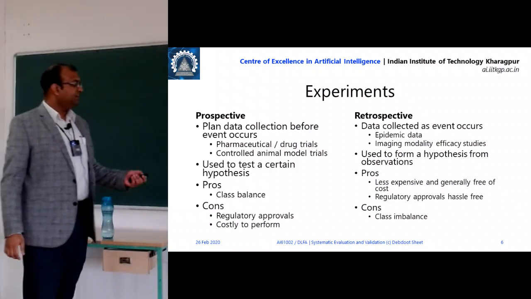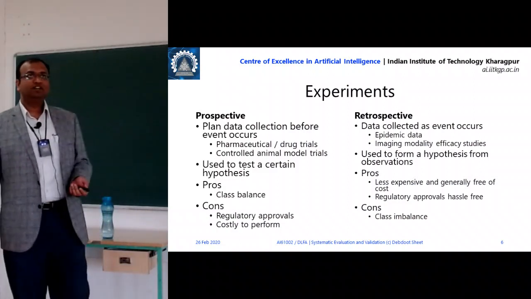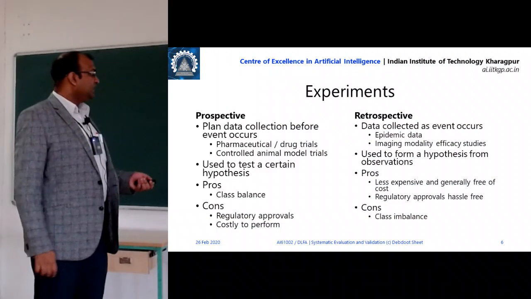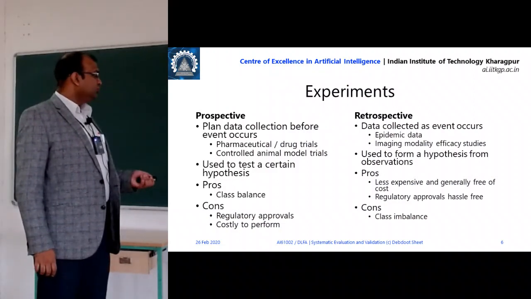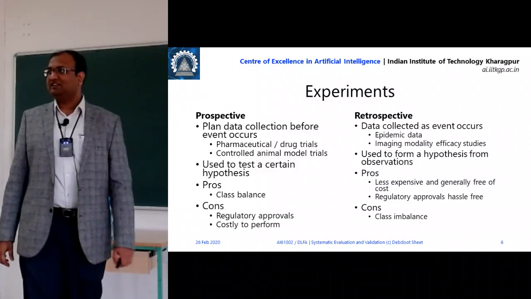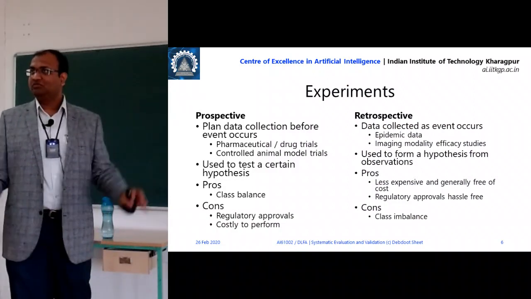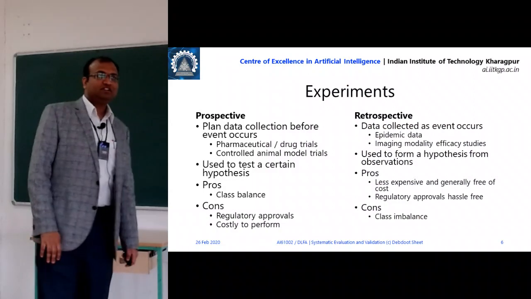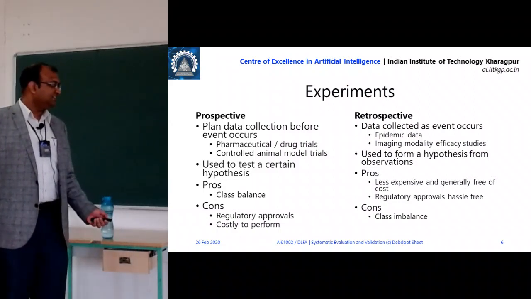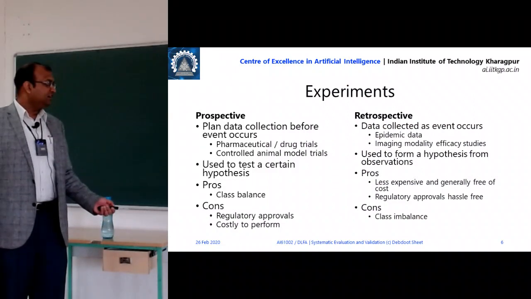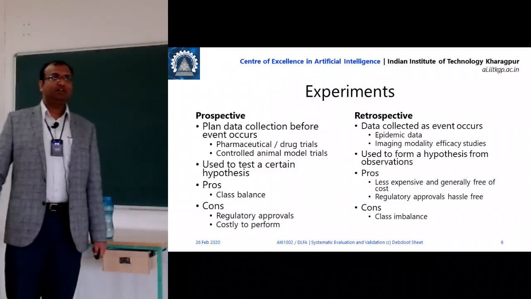So prospective data collection is something which is going to let you do all of this so that you can test your hypothesis. Now, the advantages are that it can be very much class balanced, with the whole distribution and highest entropy of data which you can collect. The cons are that it's generally costly to perform, and in health we have this major point of regulatory approvals.